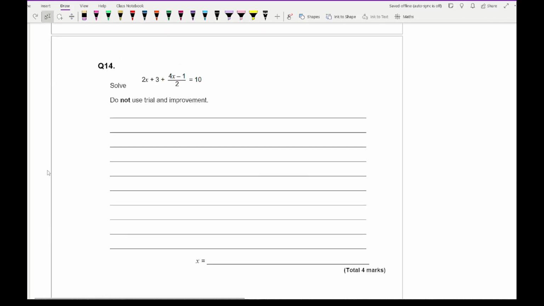Moving on to question 14, it says solve 2x plus 3 plus 4x minus 1, all divided by 2 equals 10. So for this, what we need to do is work it out separately. Now this one is challenging because it's 4 marks, and it's just about doing the right things first. So the first thing I'm going to do is get rid of this 3. So what I'm left with is 2x plus 4x minus 1, all divided by 2 equals 7.